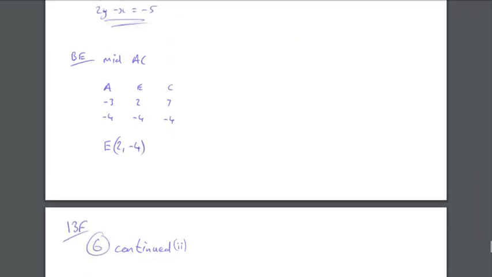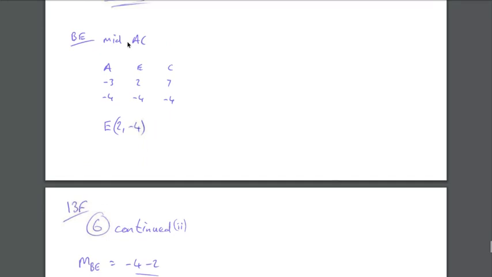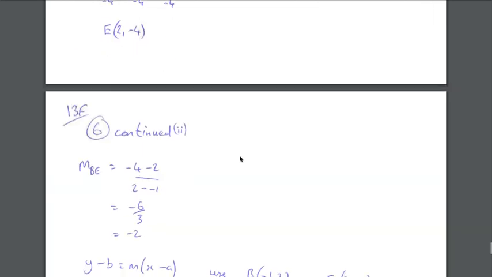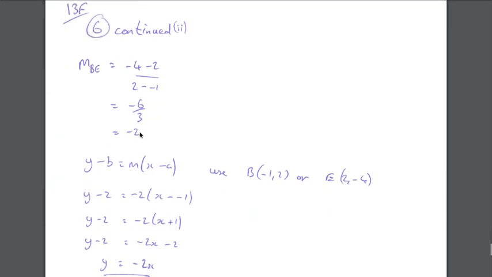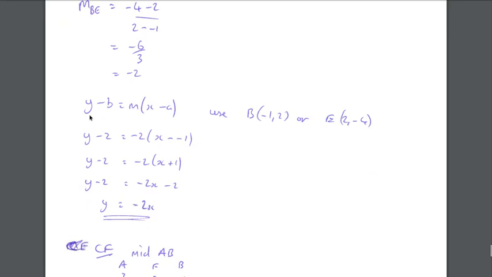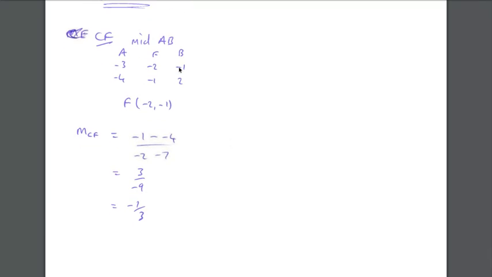So we need to repeat that for the line BE. So we'd find the midpoint of AC, which in a similar way to above would be (2, -4). Then we find the gradient of the line BE just by substituting into the gradient formula. And again, we use the equation of the straight line formula, y minus b equals m bracket x minus a, using either B or E. If you've used point E instead, you should still get the same answer at the end. And then repeat that for the third median.